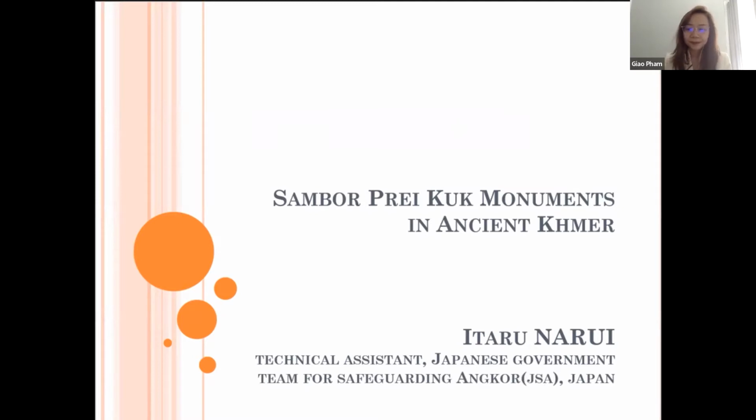I'm glad to take part in this seminar and lecture. I present about Sambor Prei Kuk monument and study about the planning method of temples with previous studies. In this seminar and lecture, Dr. Sokuntari presented about Sambor Prei Kuk monument and activities of conservation and restoration. In my presentation, I would especially like to present about design method and its importance.